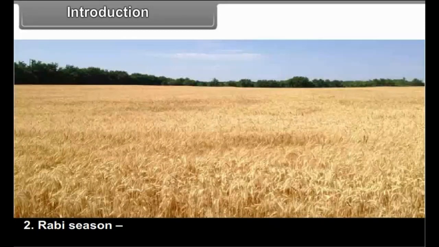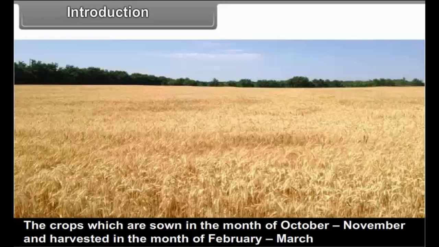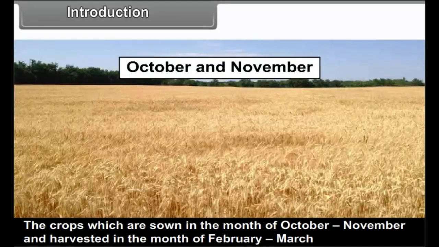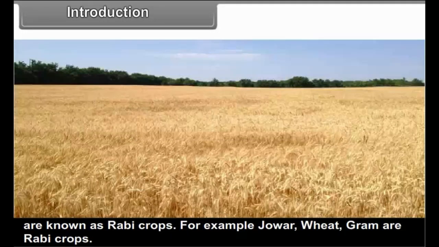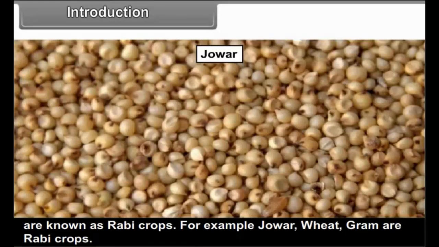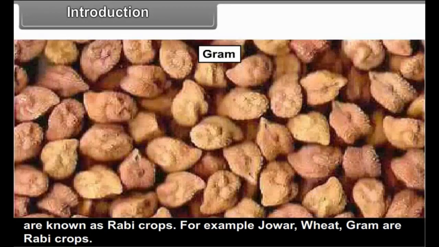Number 2, Rabi season. The crops which are sown in the month of October or November and harvested in the month of February or March are known as Rabi crops. For example, jowar, wheat, gram are Rabi crops.